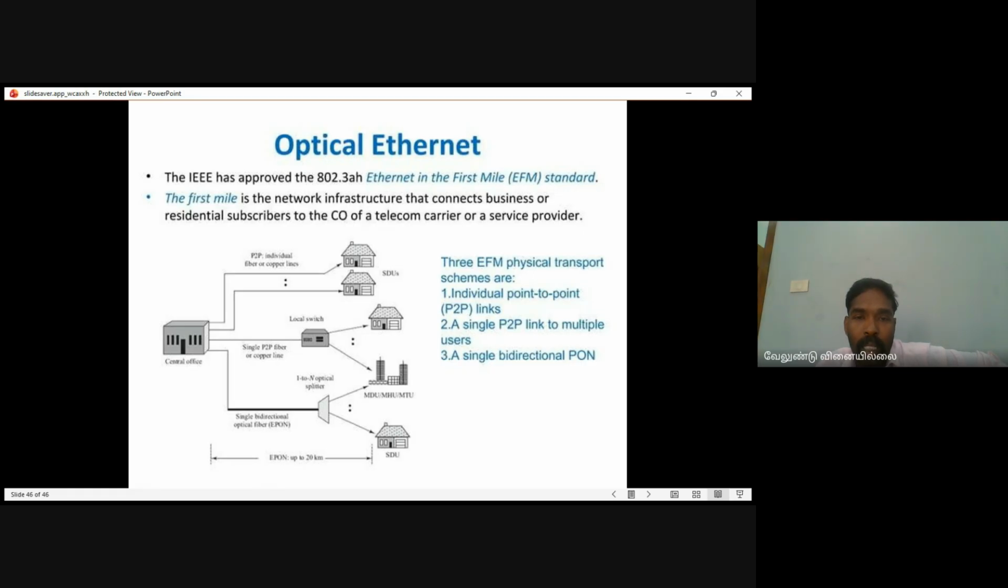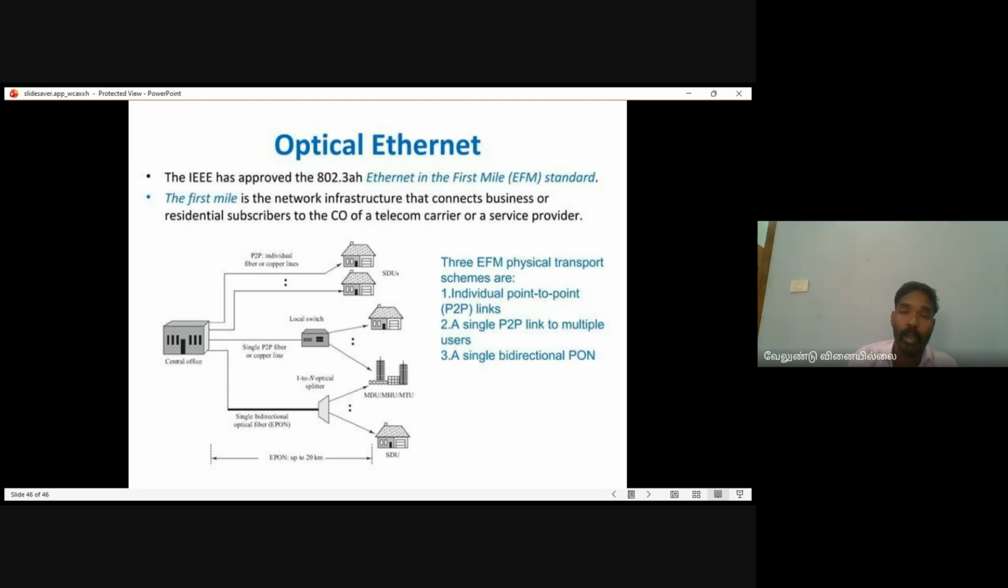So the first mile is the network infrastructure connecting the business or residential subscriber to the CO of the telecom carrier. Three physical transports are possible: individual point-to-point, single point-to-multiple users, and a single bidirectional PON. That means a passive optical network is possible. This is the complete idea behind optical network.